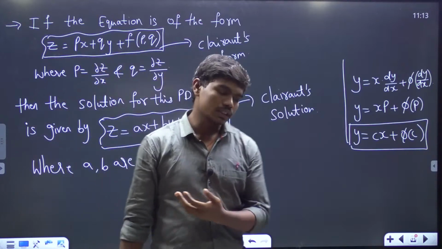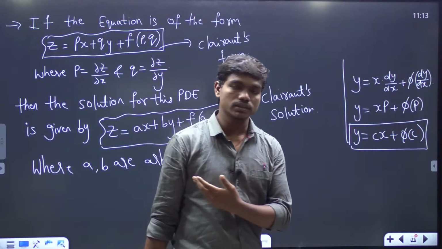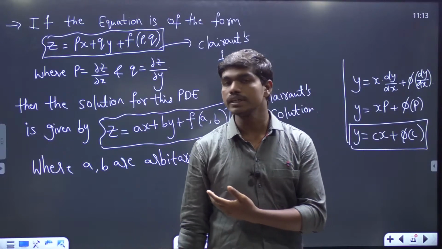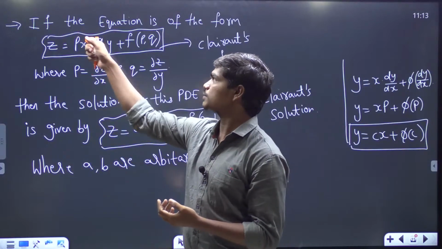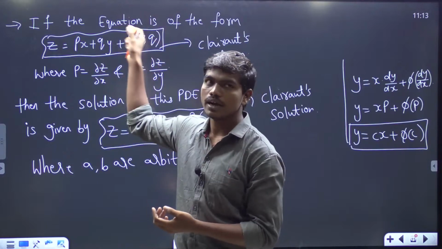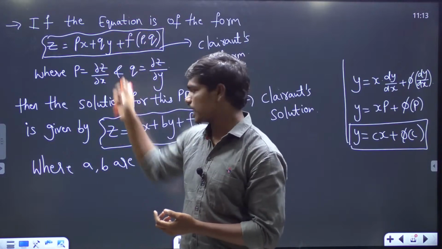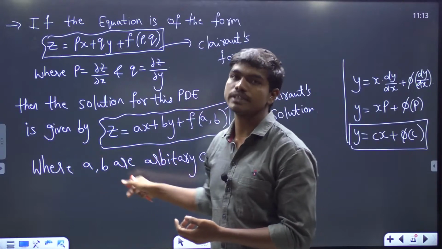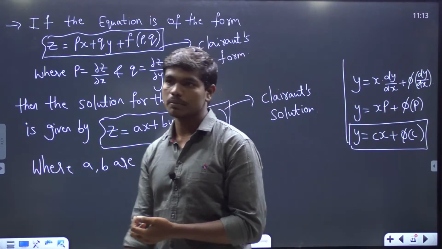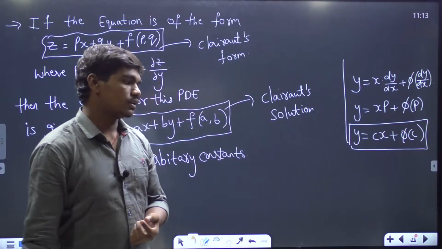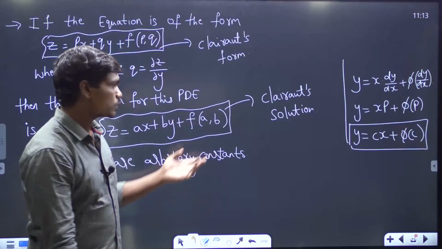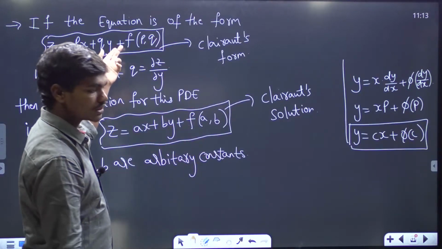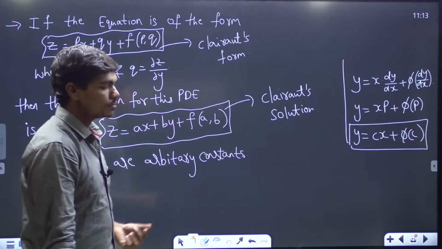This question was once asked in the engineering services exam, ESE, by giving z is equal to px plus qy plus some function. I remember it was p square plus q square. They asked for the solution, and z is equal to ax plus by plus a square plus b square was one of the options in the ESE prelims question paper. I hope all of you understood how to write the solution if the equation is of this form. Just replace p with a and q with b.